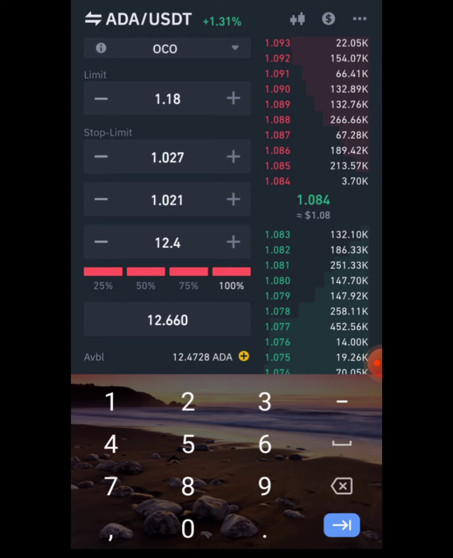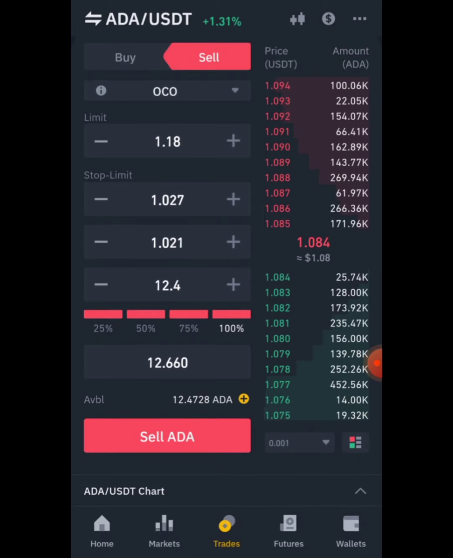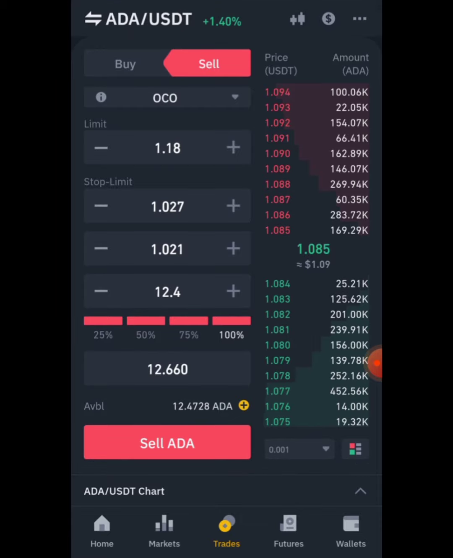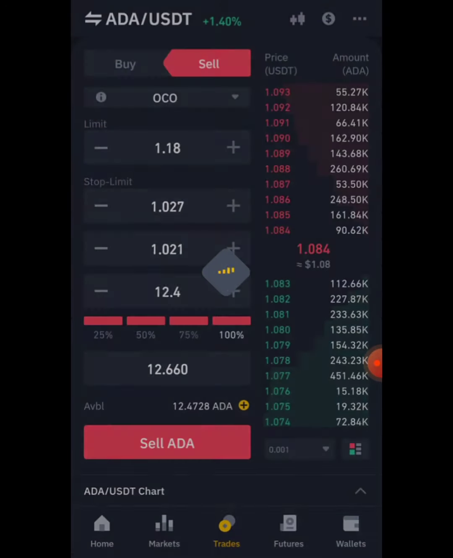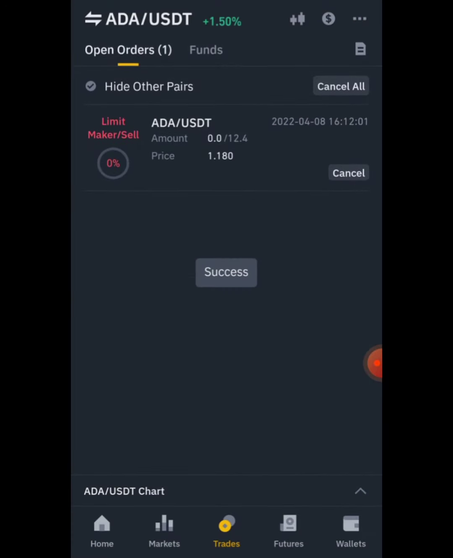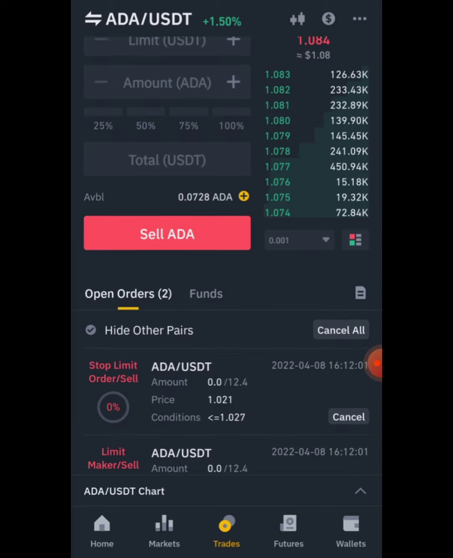Now since we've clicked on 100%, we can easily place our OCO. After clicking 100%, just click on sell ADA. Confirm. It will be in our open orders. It's as simple as that.